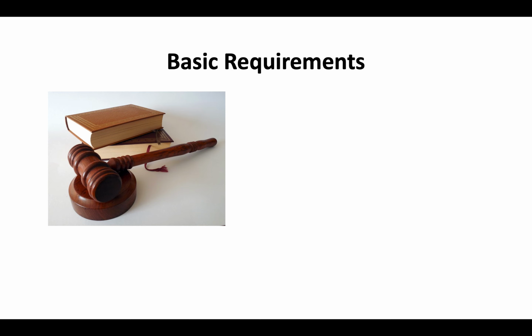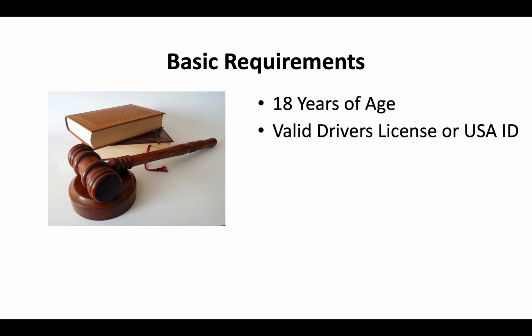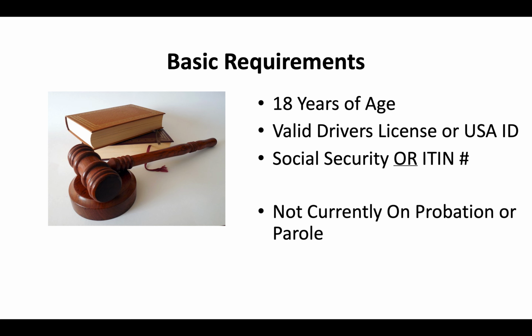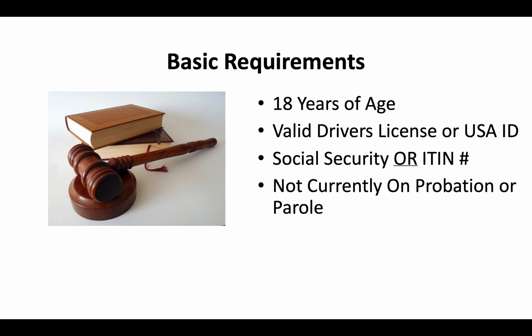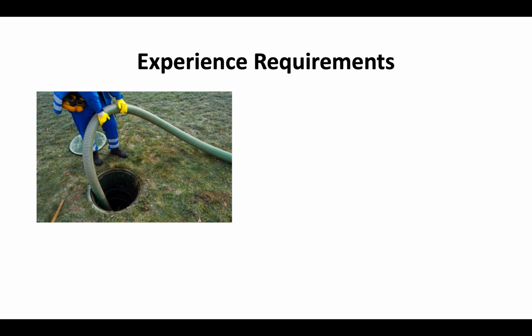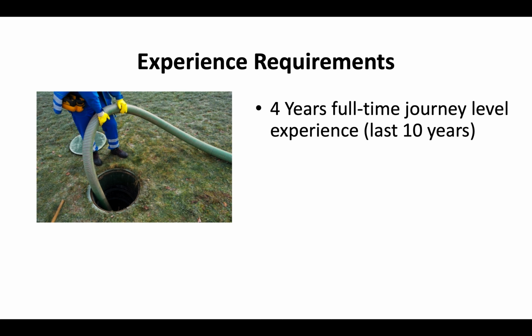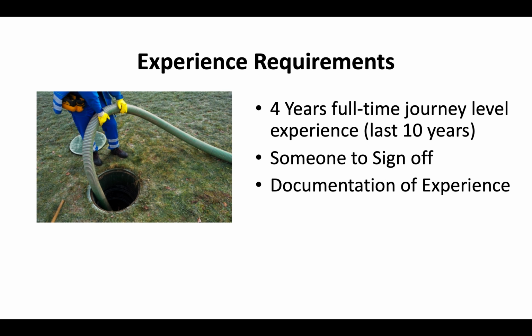Now, the basic requirements to get your contractor license are that you're at least 18 years of age, you've got to have a valid driver's license or USAID, you've got to have a Social Security or ITIN number, and you can't currently be on probation or parole. The experience requirements are that you have at least 4 years full-time journey level experience within the last 10 years. You've got to have somebody who can sign off on that experience. And you've got to be able to document the experience if the CSLB asks you to submit documentation.